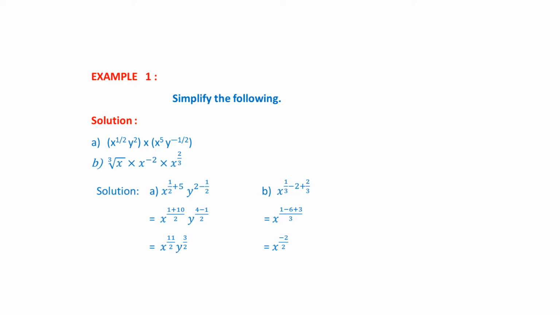Example 1 is here. We are given variables x and y, and we can add up their powers, because here we are given fractions. Here we add up these powers by finding the LCM and get the simplified answer. Similarly, part B can be simplified by writing all these powers in fraction form of the variable x, and then adding these and finding the LCM, we get this as the answer.